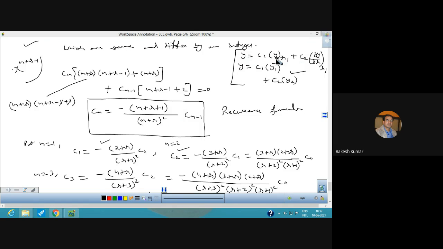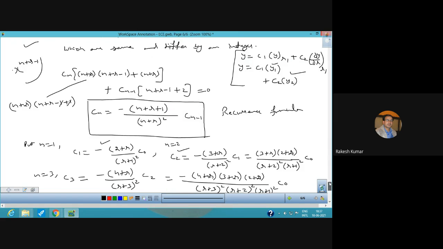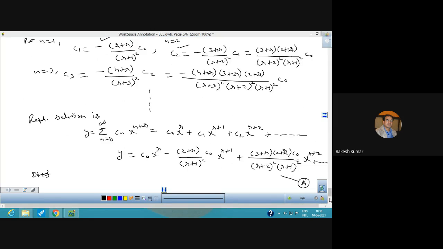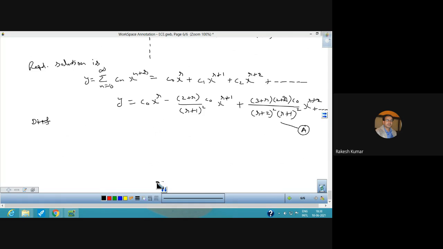In this y, we will put r1, so that y1 will come. Do you know what your r1 is? r1 is 0, and this second root is also 0. So after finding del y by del r, we will again put r1 as 0, so that y2 will come, and then we will be able to write the combined solution. Now for this, let us do that. Find out the derivative.